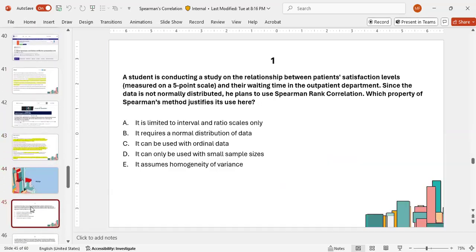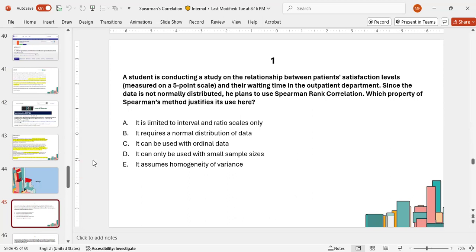Moving forward to the MCQs. A student is conducting a study on the relationship between patient satisfaction levels measured on a 5-point scale and their waiting time in the outpatient department. Since the data is not normally distributed, he plans to use Spearman rank correlation. Which property of Spearman's method justifies its use here? A. It is limited to interval and ratio scales only. B. It requires a normal distribution of data. C. It can be used with ordinal data. D. It can only be used with small sample sizes. Or E. It assumes homogeneity of variance.